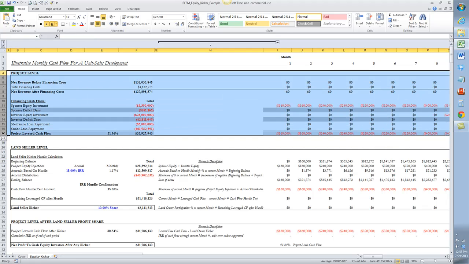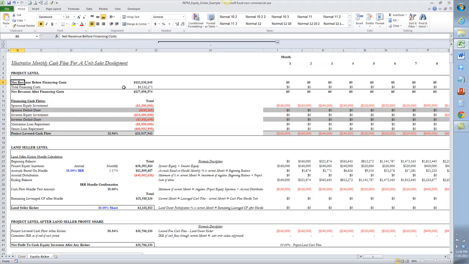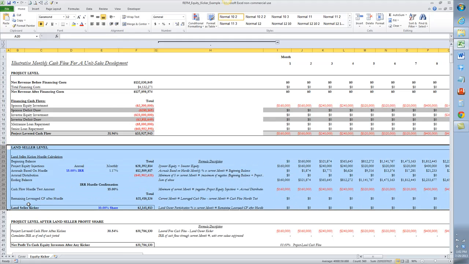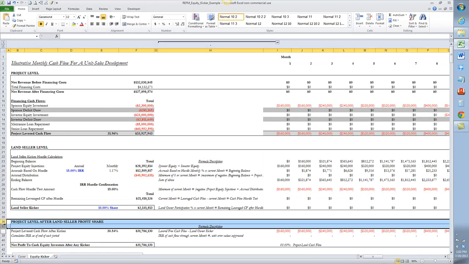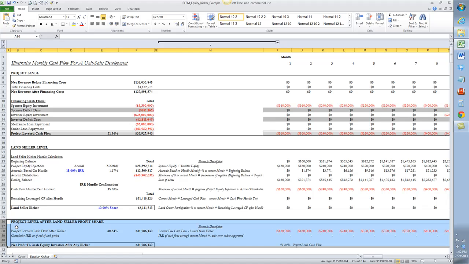One is project level levered cash flows, which come from our top line, in this case, of net revenue before financing costs. And then we have a land seller level section where we compute the kicker amount. And finally, a project level after the land seller profit share has been paid out.